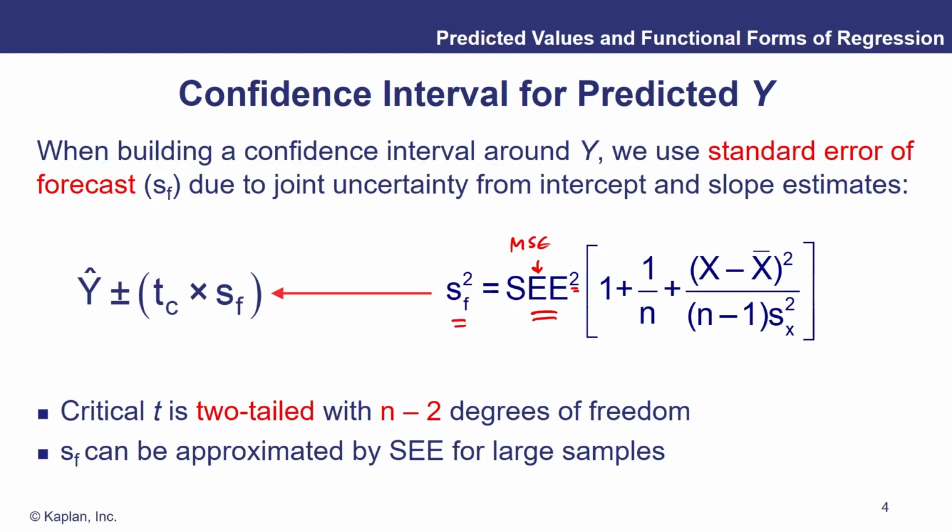Now, I think the chances of you actually having to calculate the standard error of the forecast from first principles, i.e. using this rather horrific looking formula here, are very, very slim indeed. I think it's far more likely that the examiner is going to give you the standard error of the forecast, and you just have to create the confidence interval.